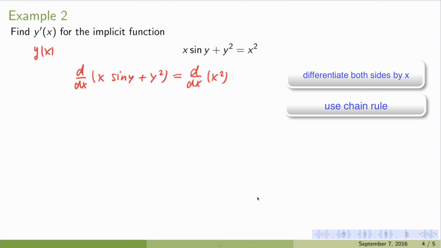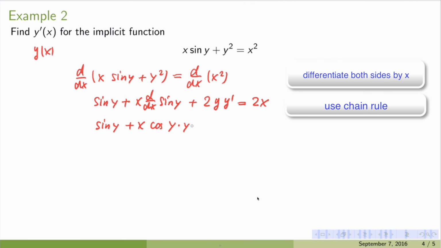Let's do this stepwise. So that term, if I differentiate by x, I keep sine y, and then plus x times the derivative of sine y, plus 2 times y, which is the outer derivative, times the inner derivative, which is y prime. And then on the right hand side we get 2x by the power rule. So then we only need to worry about the sine y term, plus x, so the derivative of sine y, now sine is the outside function, derivative is cosine, cos y, but then times the inner derivative, which is y prime, plus 2y y prime equals 2x.